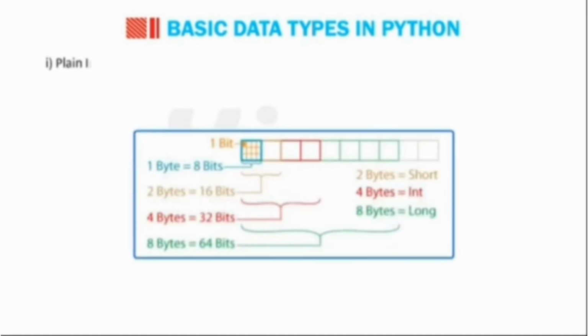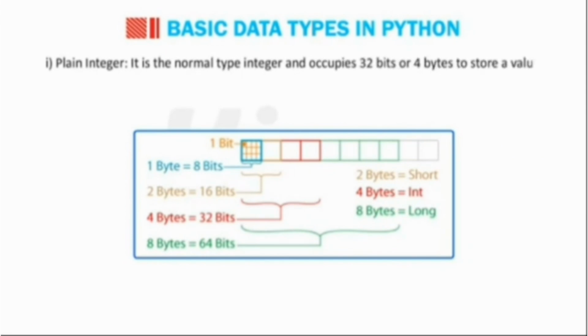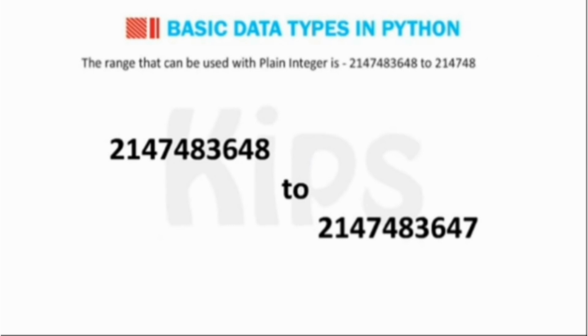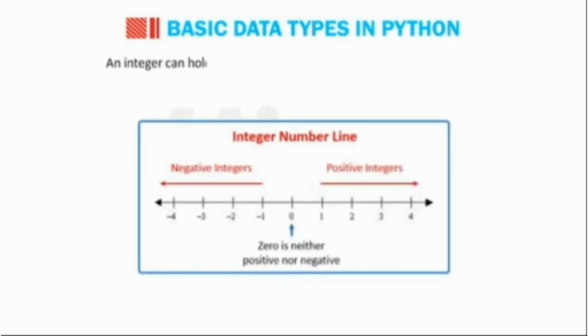Number 1, plain integer. It is the normal type integer and occupies 32 bits or 4 bytes to store a value. The range that can be used with plain integer is -2147483648 to 2147483647. An integer can hold positive as well as negative values within this range.